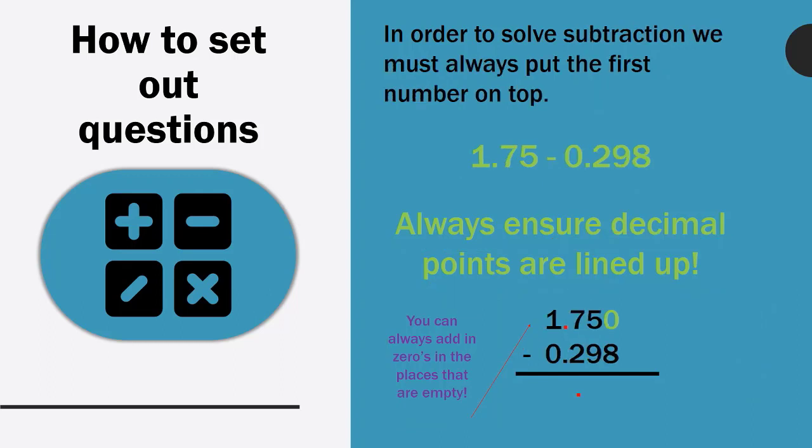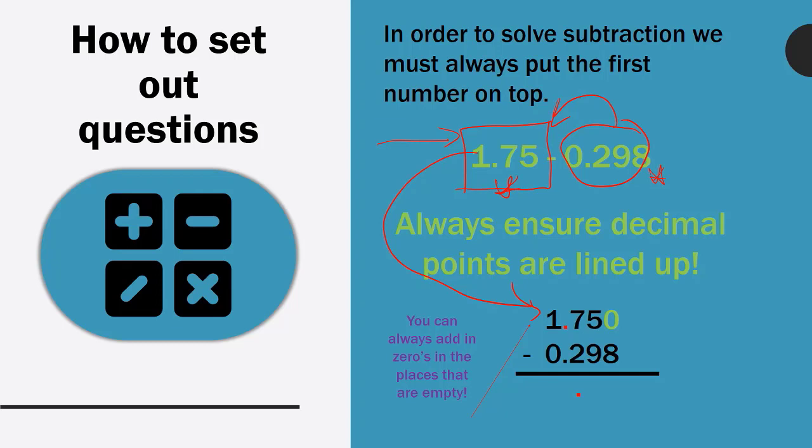Now, when we're solving subtraction, there's just one extra rule that we must follow. The very first number that appears in our question has to go on top of the algorithm. In addition, it doesn't matter which one goes on top. But with subtraction, the first one that appears in our question has to go on top, because what we're doing is taking this number away from that number. If we swap them, we'd be taking the second number away from the first number, and that is not what we're trying to do.